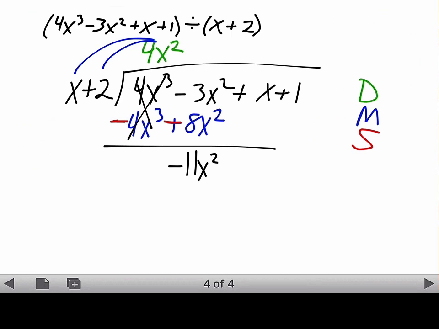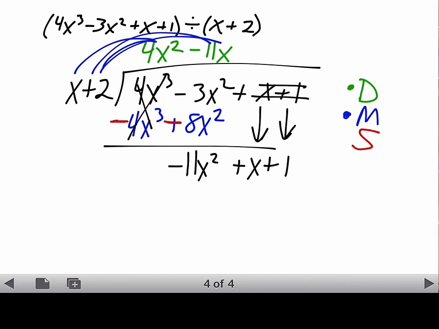Negative 11x squared. Bring down the plus x plus 1. Because I've brought them down, I don't need them anymore. I'm going to cross them out. And do it again. Divide. Negative 11x squared divided by x is going to give me negative 11x. Multiply. We're going to break out the rainbows. And that gives me negative 11x squared minus 22x.